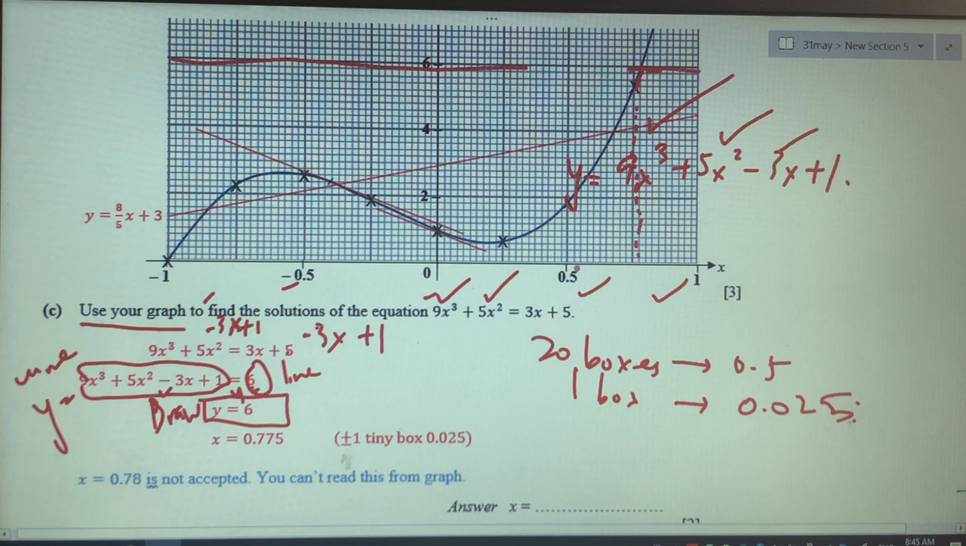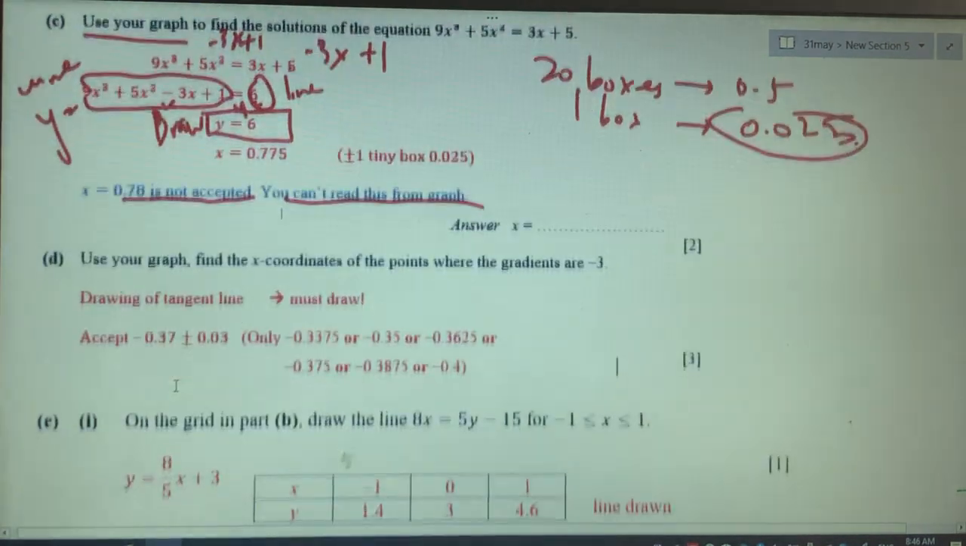But be very careful. If you count from here, that's maybe 11 boxes, it must be 11 times this plus the original starting point where you were at. So be very careful here. Now, those who wrote 0.78, if you see carefully, you cannot read this from the graph, so it's not acceptable. When you get back your paper, you take a look.